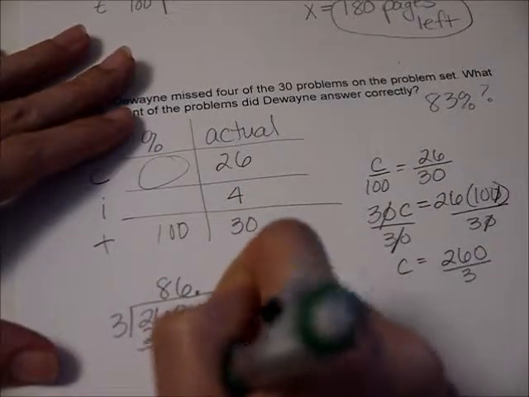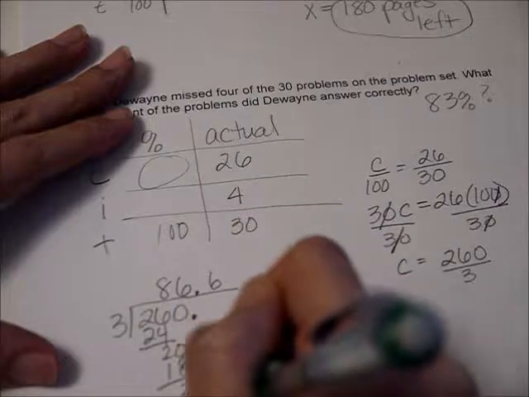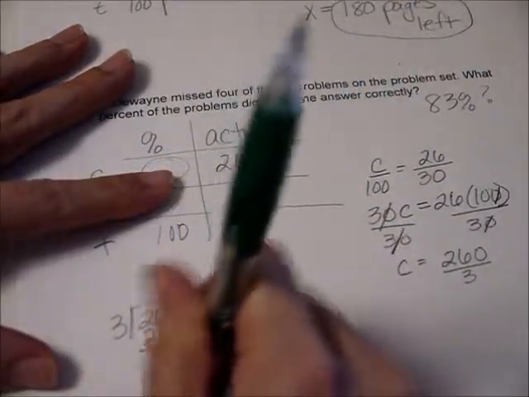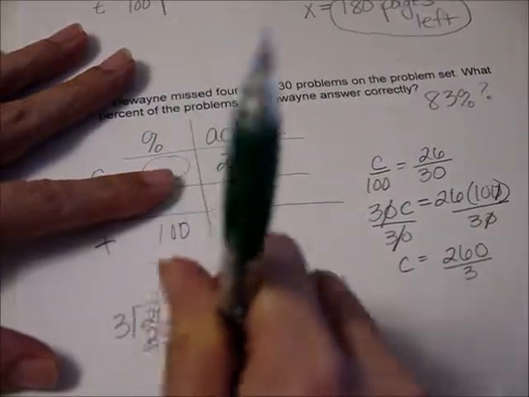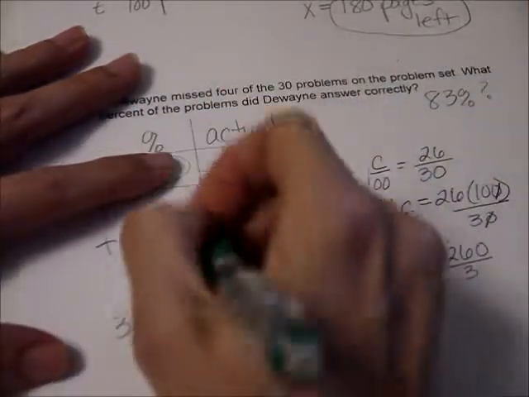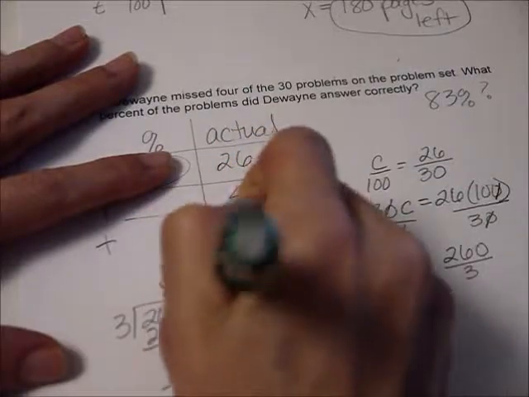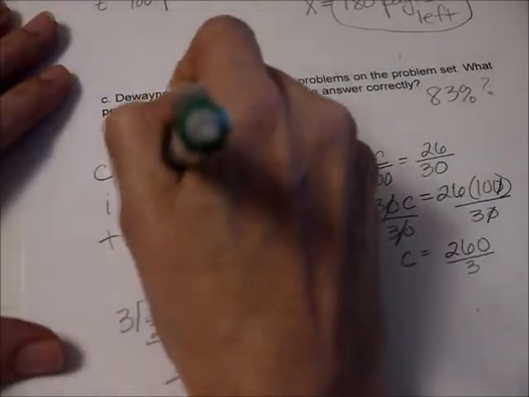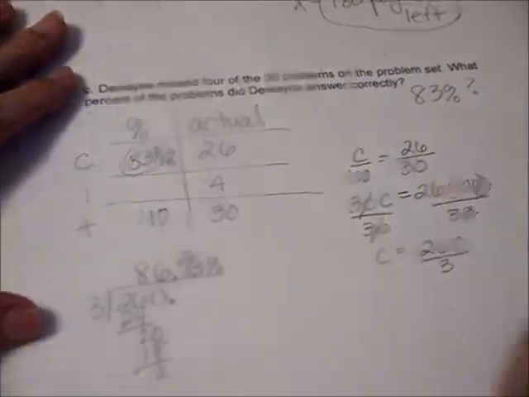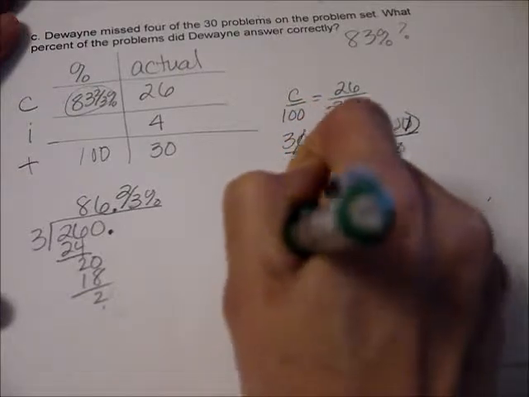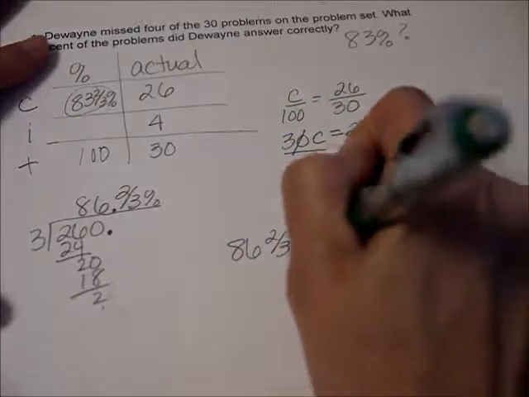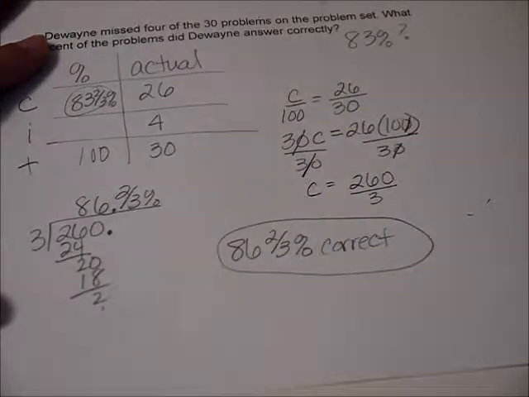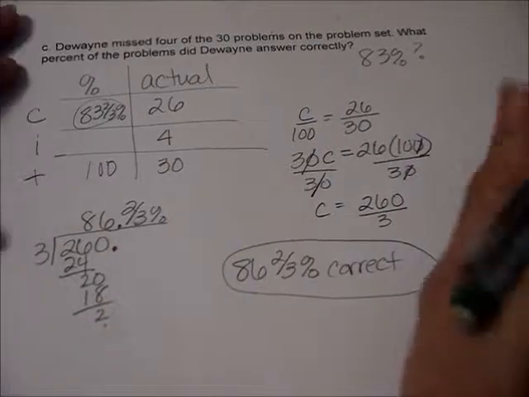So that would be this again, right? Well, then we'll do 86 and 2/3%. Okay. So, in that case, I wasn't way off. I did a total guess. So we're going to say 86 and 2/3% correct. Okay. So I guessed 83. All right.